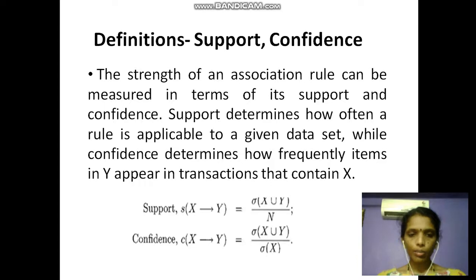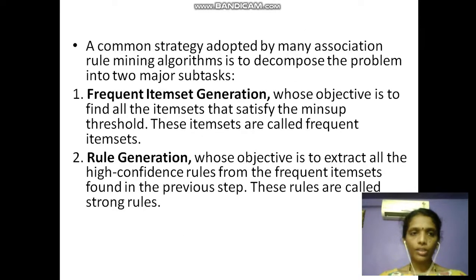The symbolic representation for support and confidence is shown here. The support count of X union Y divided by the total number of transactions N is the support value, and the support count of X union Y divided by the total number of transactions in which X is present is the confidence.